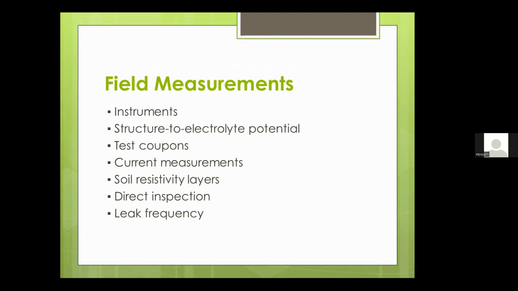For the field measurements, we should know the different types of instruments used in cathodic protection surveys. We should know how to measure the structure to electrolyte potential, how to measure or use test coupons, how to do current measurement surveys, and how to measure the soil resistivity and the layer resistivity. We also need to make direct inspection after excavation, and we need to make leak frequency surveys to know the critical zones or positions of the structure.